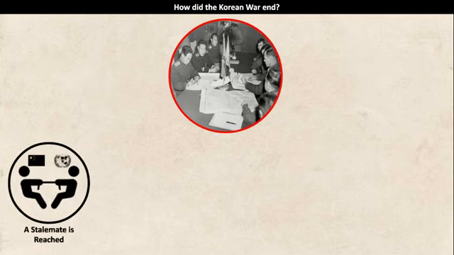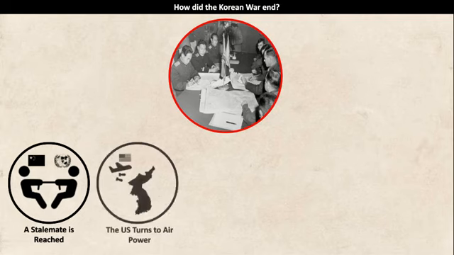First, we're going to look at how a stalemate, or a situation where neither side is able to achieve victory, was reached following China's response to the UN forces' advance north in 1950. We're also going to look at how this stalemate led to the US military turning towards its air power to try and break this stalemate.